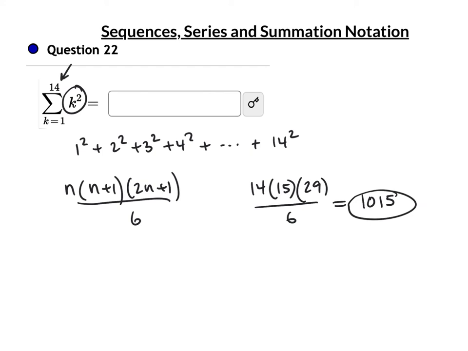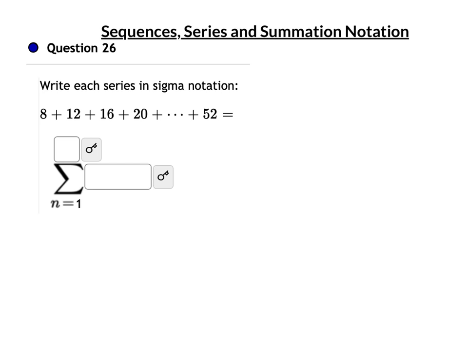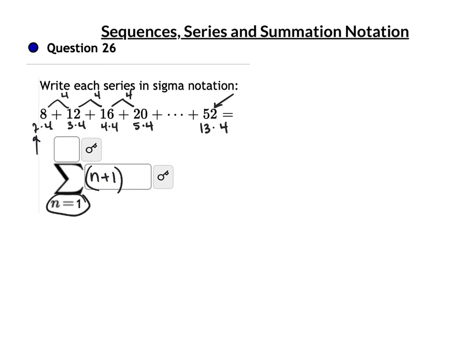Question 26, we're going to write this series in sigma notation. We need to be looking for patterns. The thing you're going to notice first of all is these keep increasing by 4. Notice how this is 2 times 4, this is 3 times 4, 4 times 4, 5 times 4, and if I take 52 and divide it by 4, I can see it's 13 times 4. I know that I'm multiplying by 4, and I know that when I plug in 1, I need this to be 2 times 4. When I plug in 2, I need it to be 3 times 4. To me, it looks like it's n plus 1 times 4.